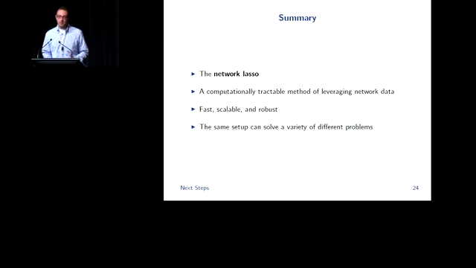So to wrap up, we've formally analyzed something called the network lasso. We've defined it, and we've built this solver that is computationally scalable. And it allows us to leverage network data to solve large-scale optimization problems. Our solver is pretty fast, it's scalable, and it's robust, meaning that a whole bunch of different applications can fall under this framework. And the same setup can solve a variety of different problems.